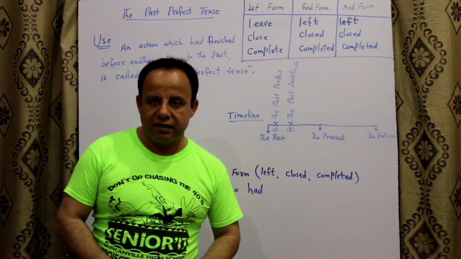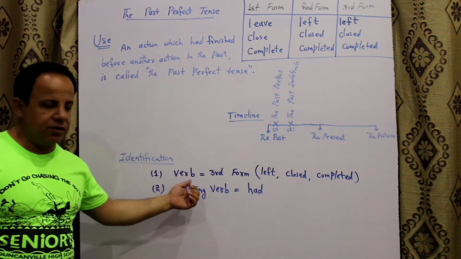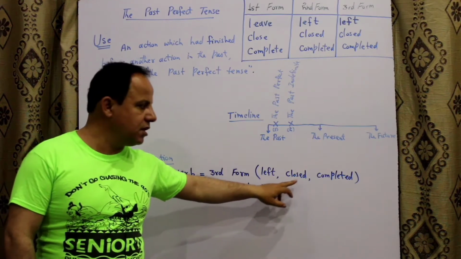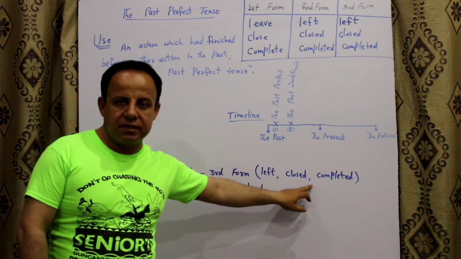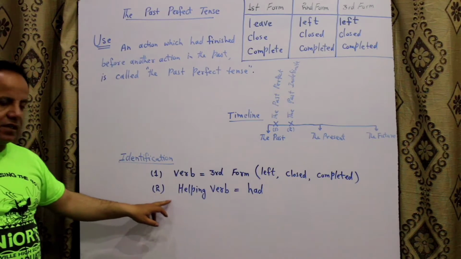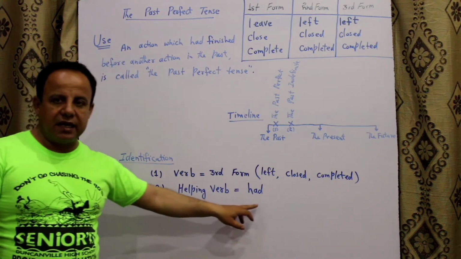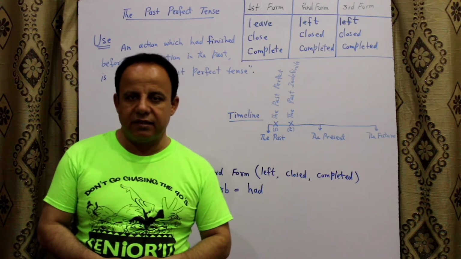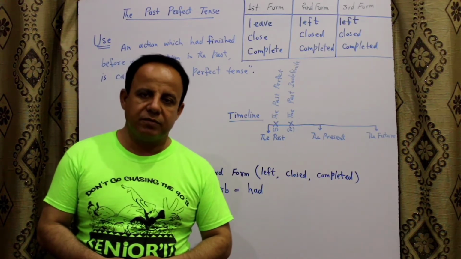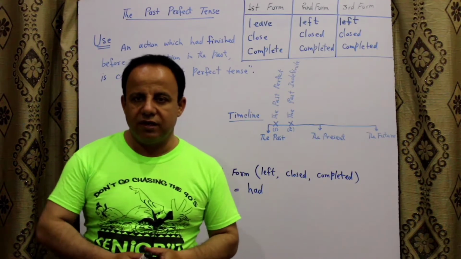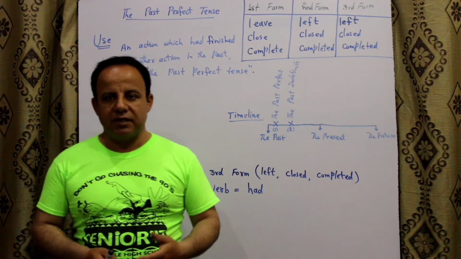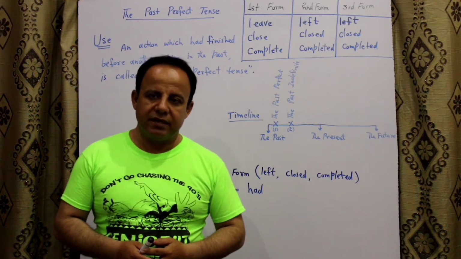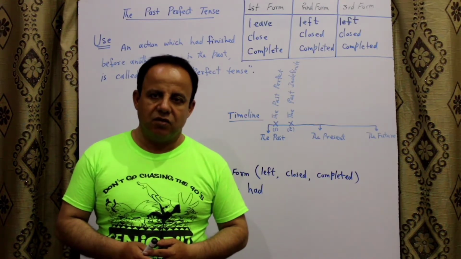Let's go and see the identification. Verb third form is used, like leave, third form is left; close, third form is closed; and complete, third form is completed. The next identification is the helping verb, that is just had. It means after every subject we have to use had plus the third form of the verb, which shows the past perfect tense. There is no need of writing the subjects, because every subject has got just one helping verb, and that is called had. Hope you got the difference.